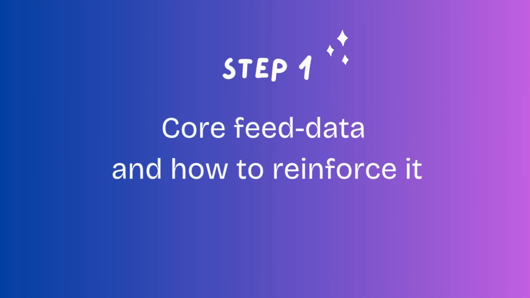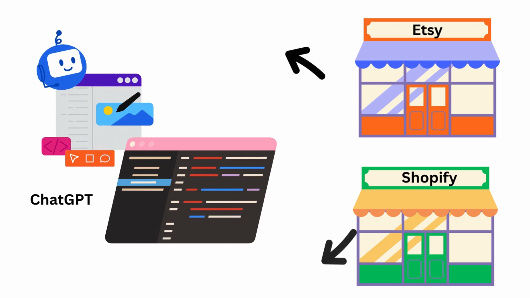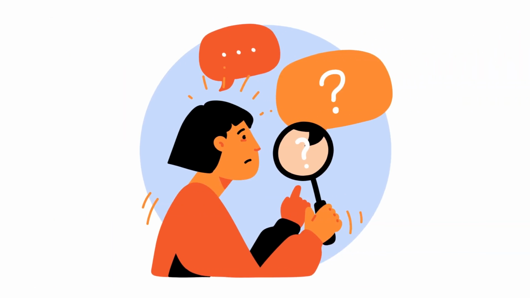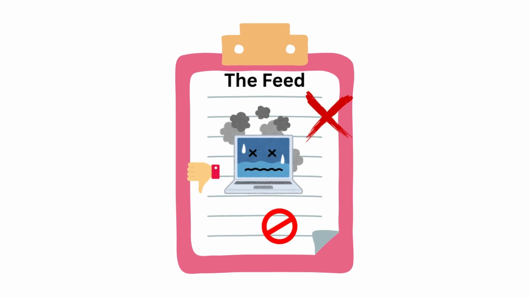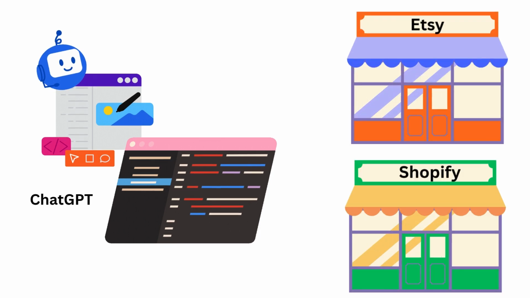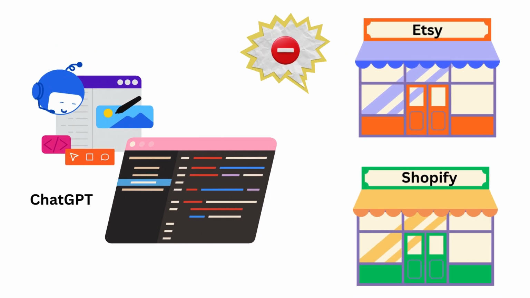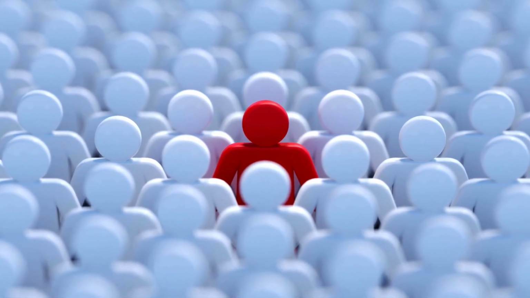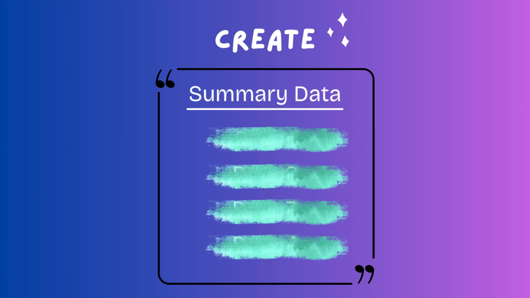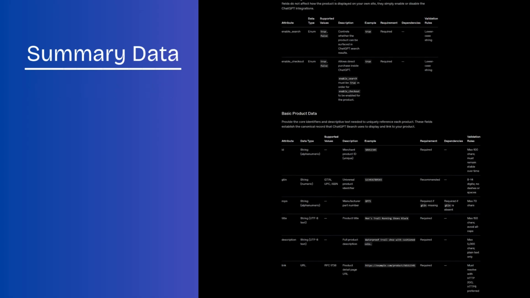Step 1. Core feed data and how to reinforce it. Merchants like Etsy and Shopify automatically share product feeds with ChatGPT. But here's the catch. The feed is only as good as the data you've put into your listing. If your title is vague or your dimensions are missing, Etsy has nothing clear to pass along. That's where you can gain an edge by creating a guided summary data block, a metadata section for AI agents that is specifically designed for ACP format.